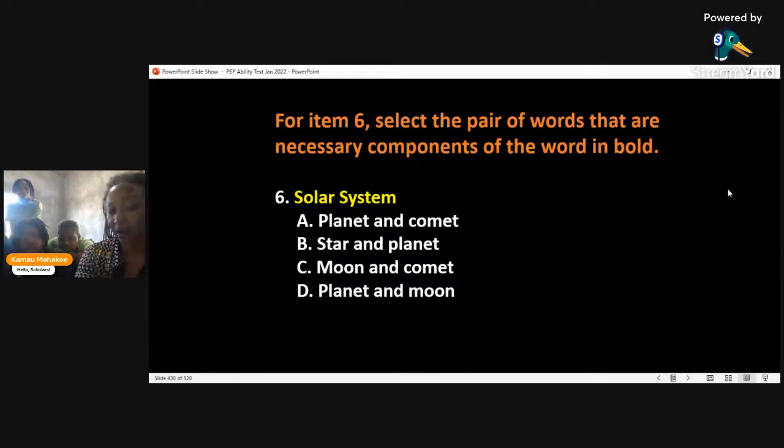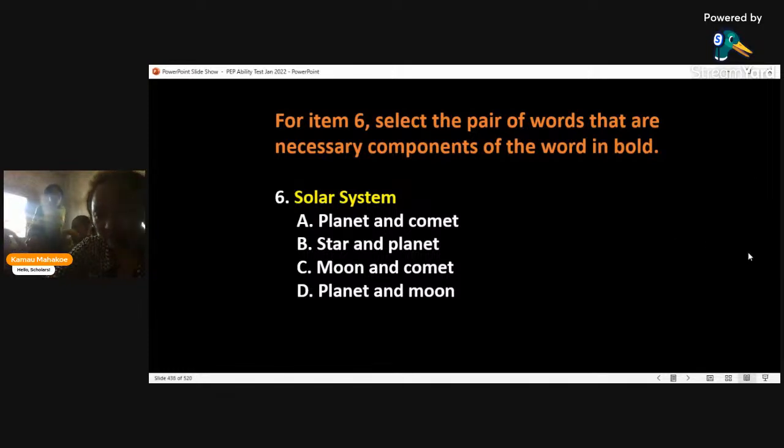A planet and a comet. And a star. It must have a star and a planet. Because I said B. Because it must have a sun and the sun is a star. Because the star is what makes it the solar system. Yes, the star and the planets that go around the star. The sun is a star, right?